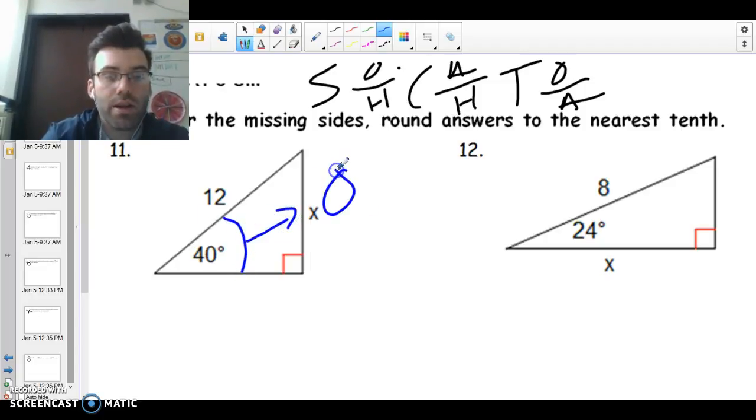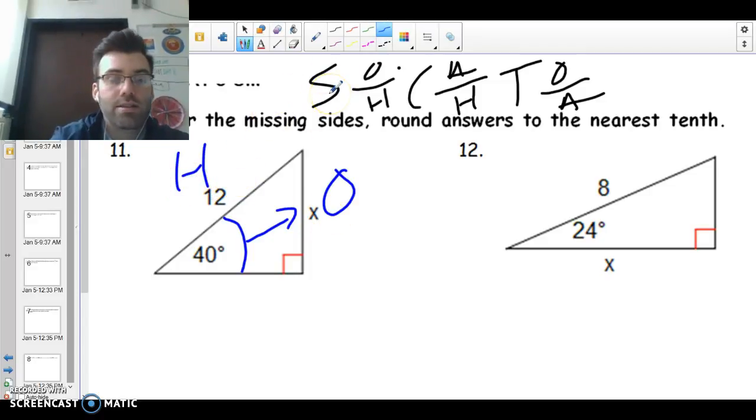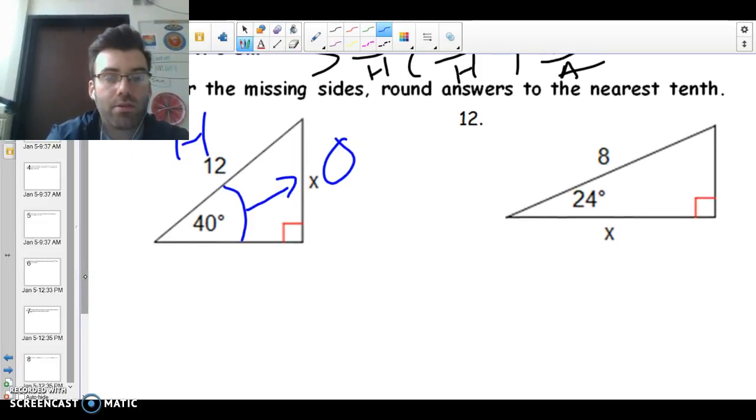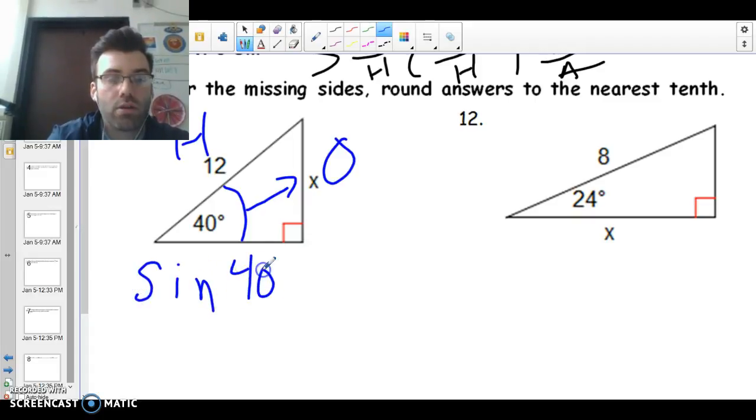All right, so here is our reference angle there. This side here would be the opposite. This would be my hypotenuse. So I'm looking for O and H, and that tells me S. S means sine. So I take the sine of my reference angle. So my reference angle is 40. So sine of 40 equals x over 12.